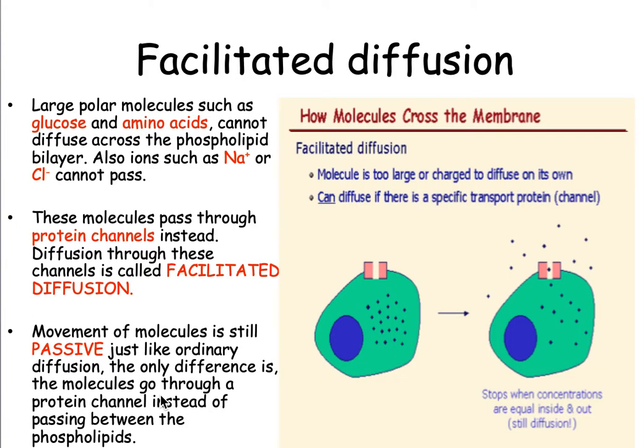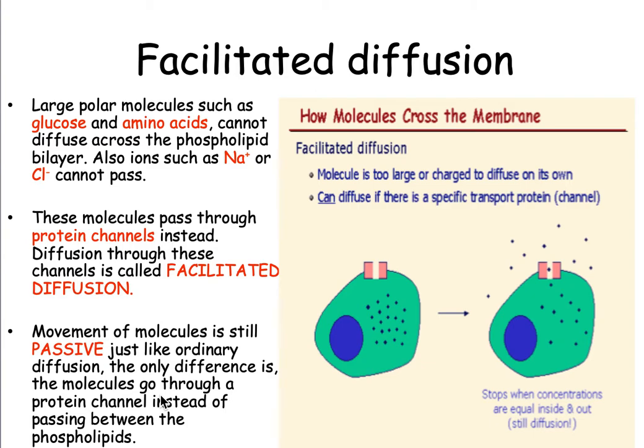Alright, so what is facilitated diffusion? Facilitated diffusion is a process in which large polar molecules such as glucose and amino acids can move across the cell membrane. Large polar molecules such as glucose and amino acids cannot diffuse across the phospholipid bilayer. Also, ions such as sodium and chloride cannot pass. So what the cell membrane does in this case is transport them through a process called facilitated diffusion.